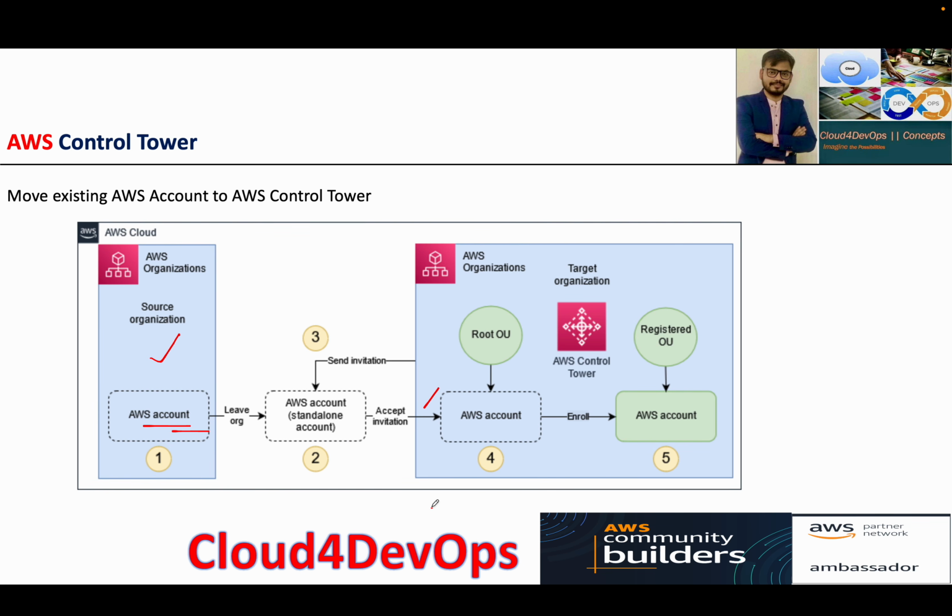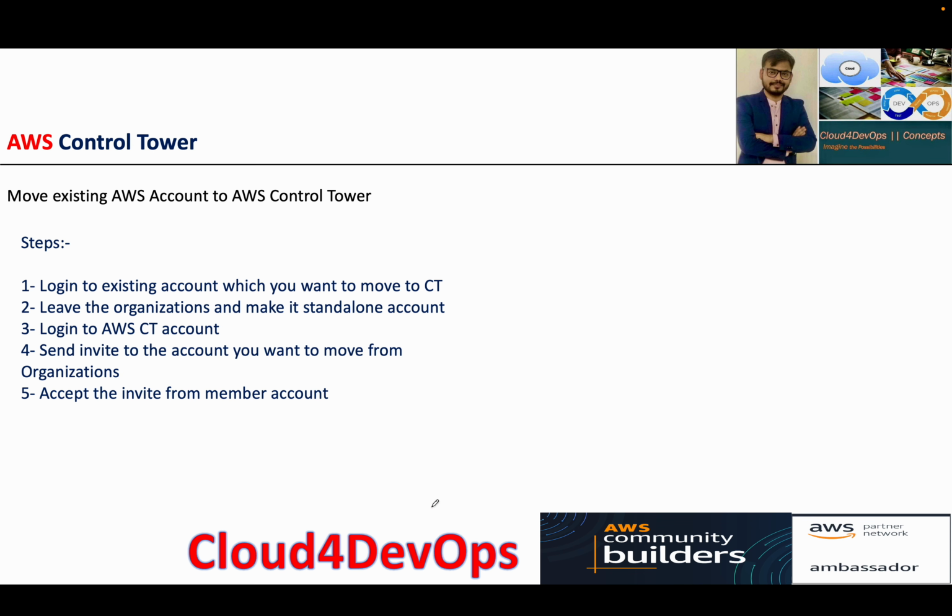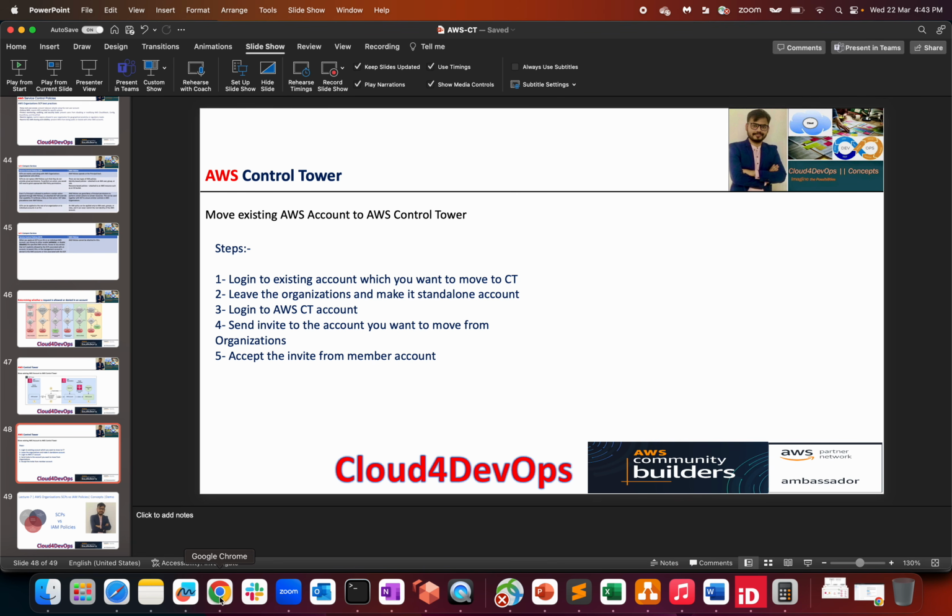I have jotted down the steps as well. You have to log into the existing account which you want to move to Control Tower, leave the organization, make it a standalone account, then log into the Control Tower, send an invitation from the organization, and accept the invite from the member account. That's what we have to perform. So let me jump to my AWS Control Tower.